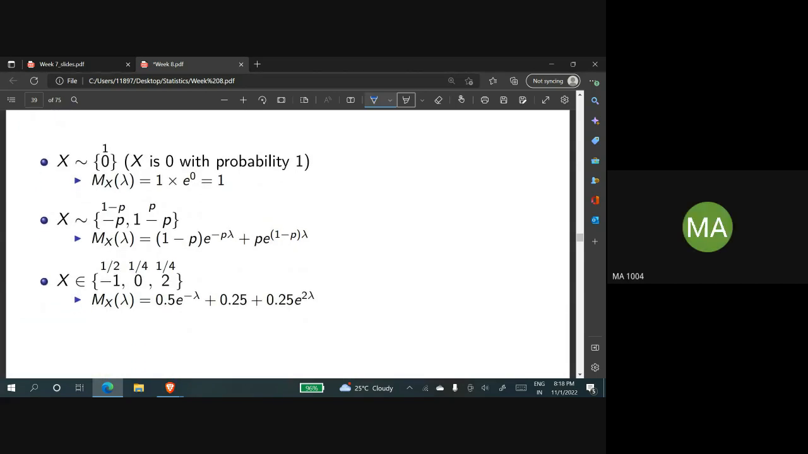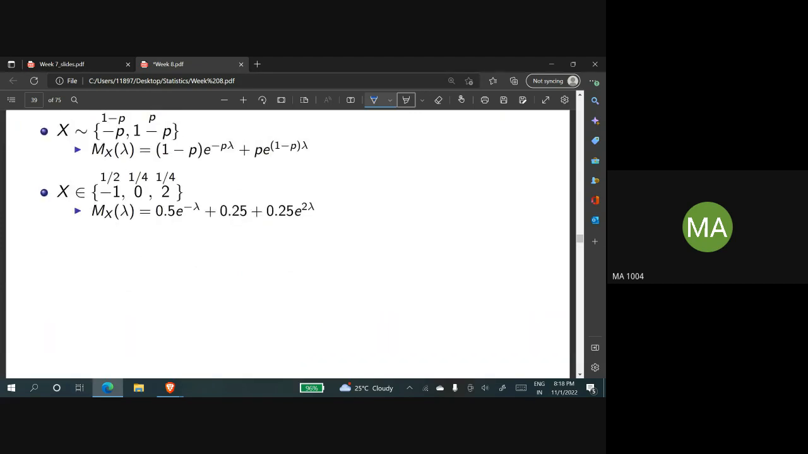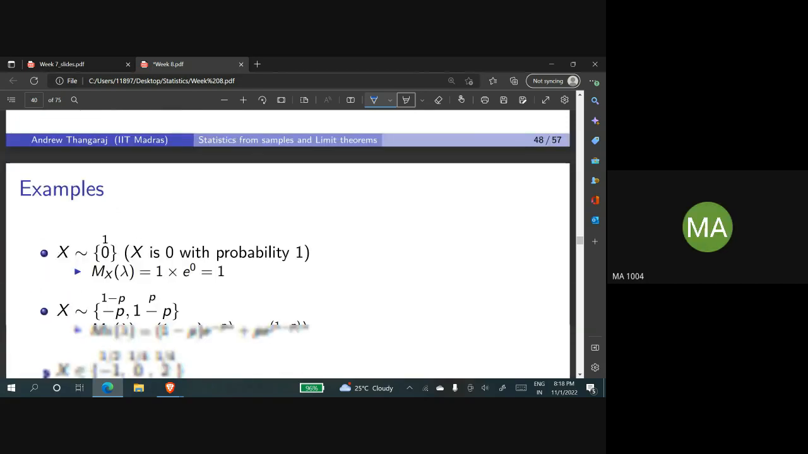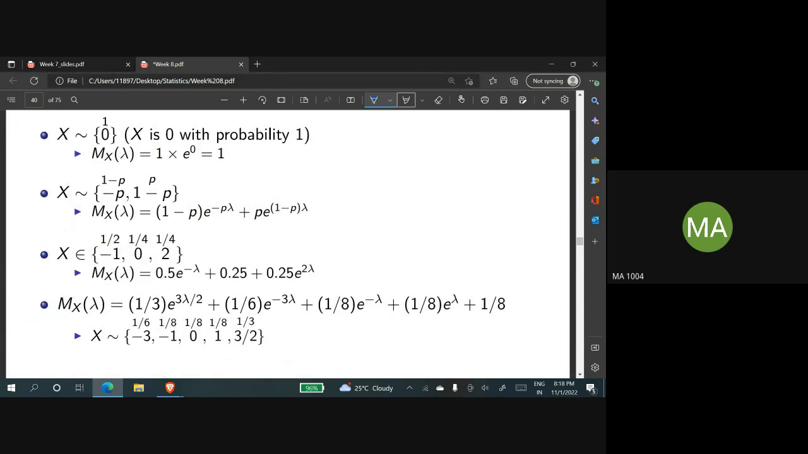Similarly, you have many different examples given here, so you can just see. The coefficient of e to the power lambda is the probability, and e to the power lambda x is coming with the terms of this distribution. So given the MGF, you can find the distribution. And given the distribution, you can find the MGF too.